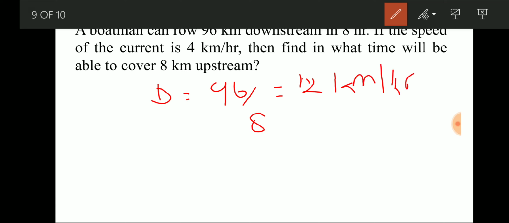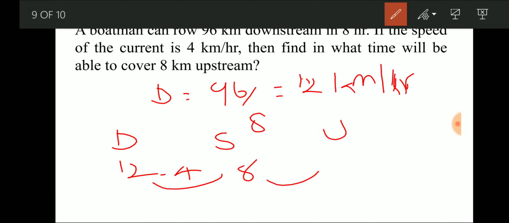So downstream is going to be 12 kilometers per hour, and they're asking, if the speed of the current is 4, what time will it take to travel 8 kilometers upstream? Downstream is 12, and the rate of current is 4. So still water is 12 minus 4, which is 8, and we know upstream speed is 4 lesser than that. So it will be 4 kilometers per hour.